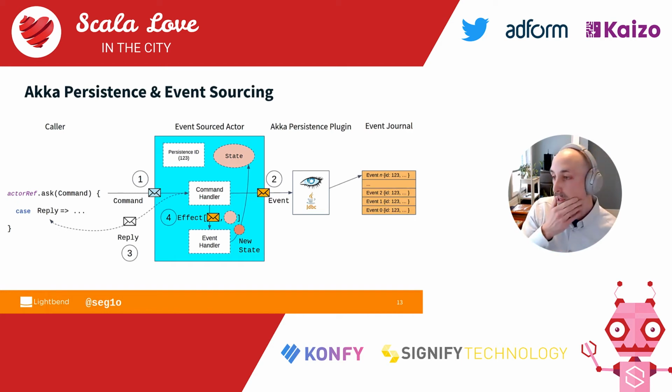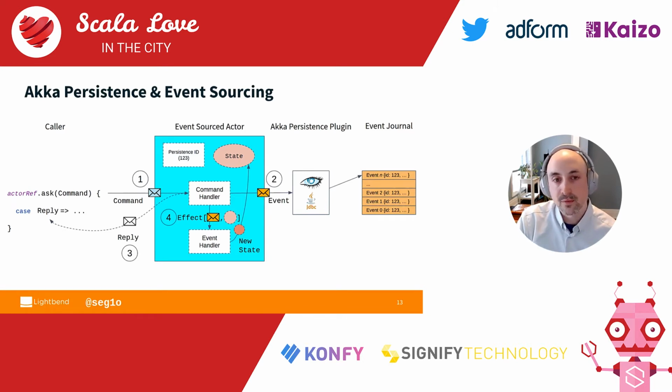In this case, we're sending a command, and it gets processed by a command handler in the event-sourced actor, which is basically just a user-defined function that processes the command in any way you want and produces the event. And then the event is passed along to whatever Akka persistence plugin you're using. Lightbend maintains two main ones, which are Cassandra and JDBC plugins. Those plugins will serialize the event, and it gets appended to this append-only data structure, in this case a table in the database.